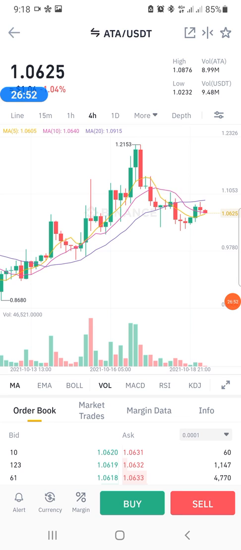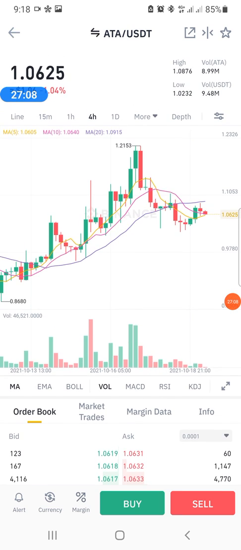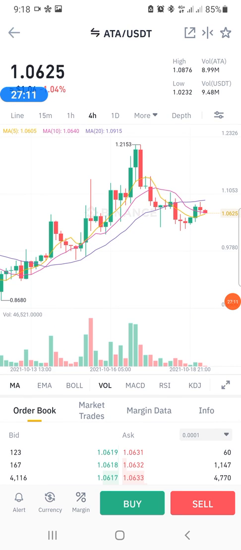Is a price chart. What is a price chart? A price chart is just like a sequence of price plotted over a time frame. It's a graphed representation of price movement based on time frame.